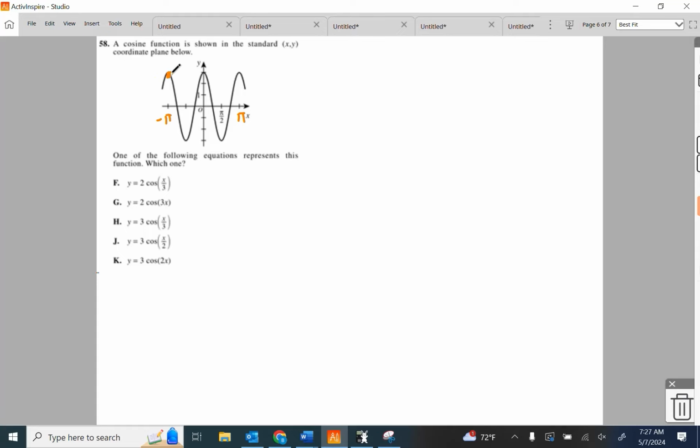One period, which is how long it takes for the graph to repeat, is right there. The graph is repeating. So 1 cycle or period is equal to pi.